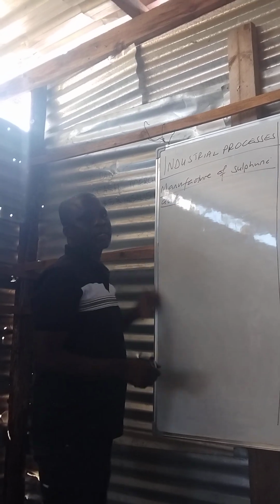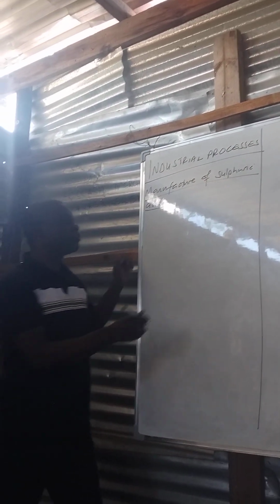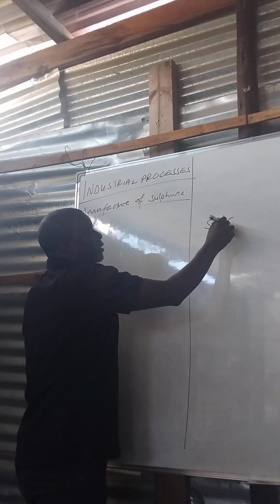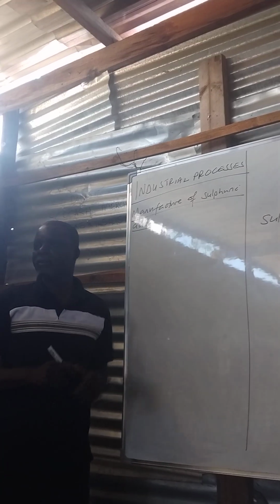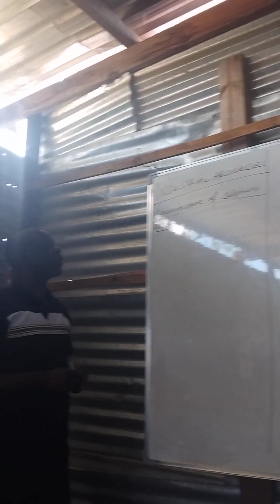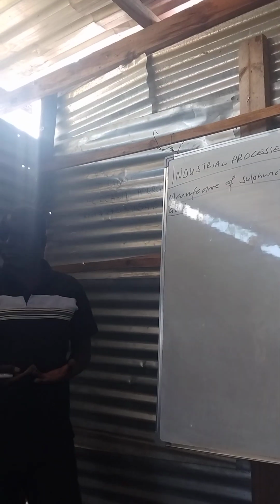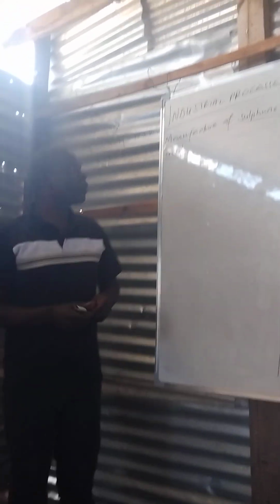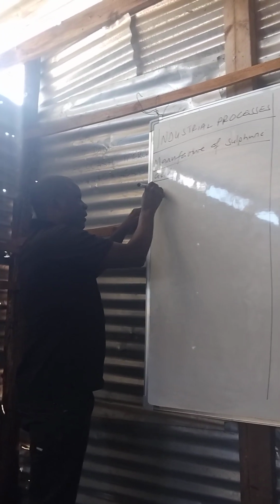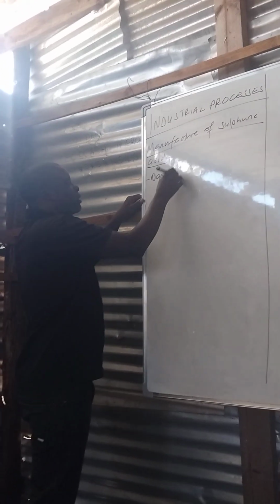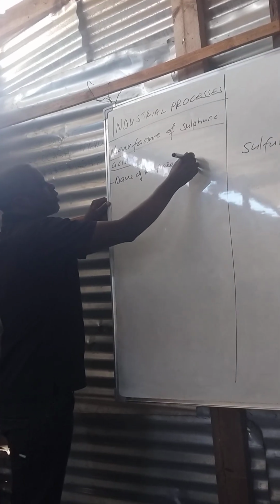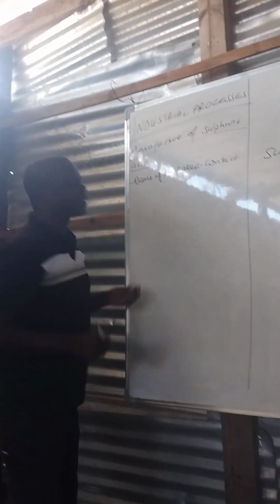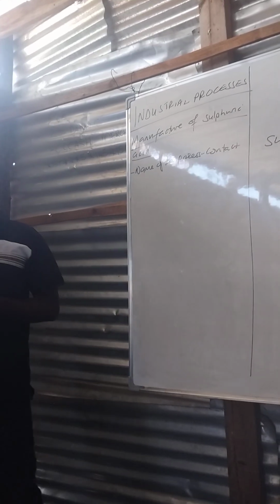Sulphuric has two spellings. The American spelling is like this, and then we prefer this one. So I want to teach the exam on this. What do they ask? What is the name of the process? The Contact process.